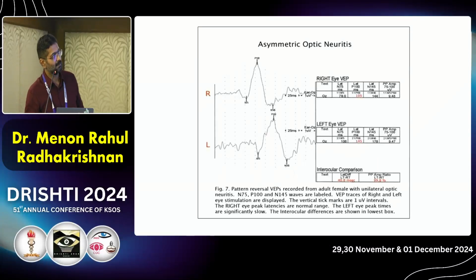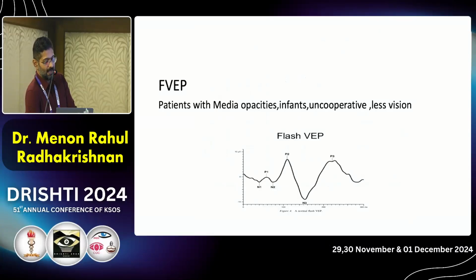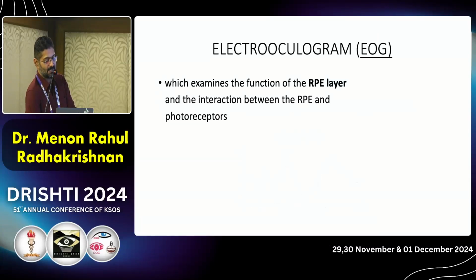So this is like a picture of an asymmetric optic neuritis. In the right eye, this is the normal VEP. You can see the N1, P1, and N2 here. If you look at this here, the response is a little delayed, and also the amplitude is affected. So this is how an optic neuritis starts, what a VEP picture of an optic neuritis looks like. And flash VEP is done in patients with media opacities and uncooperative patients.